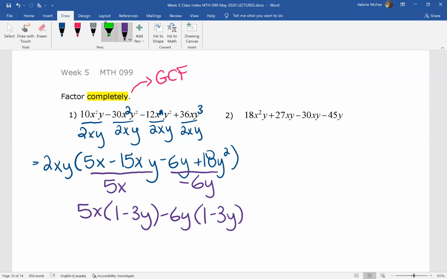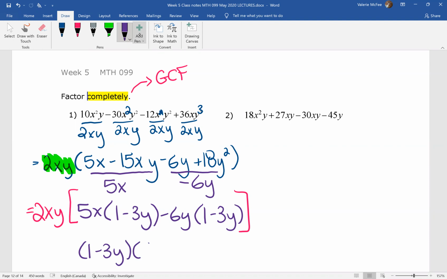Now I can't forget about my 2xy. So we're going to keep that here. 2xy is multiplying all of this. But if I look inside those brackets, I see that 1 minus 3y is common. Multiply that by the quotient, 5x minus 6y, and our greatest common factor. Pause your video, try the next one.